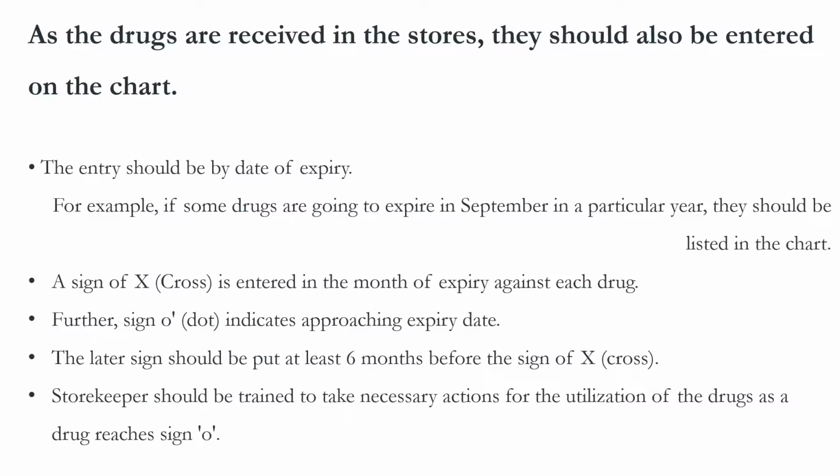Like if your drug is to expire in the month of February only, then when you inspect and see that your drug is to expire in this month only, you have to put an X. If approaching the expiry date, then you have to put O dot. O dot indicates the approaching expiry date, more than 6 months away, not 6 months. If approaching less than 6 months, or after 6 months in the month of expiry, then O dot can be replaced with the X.